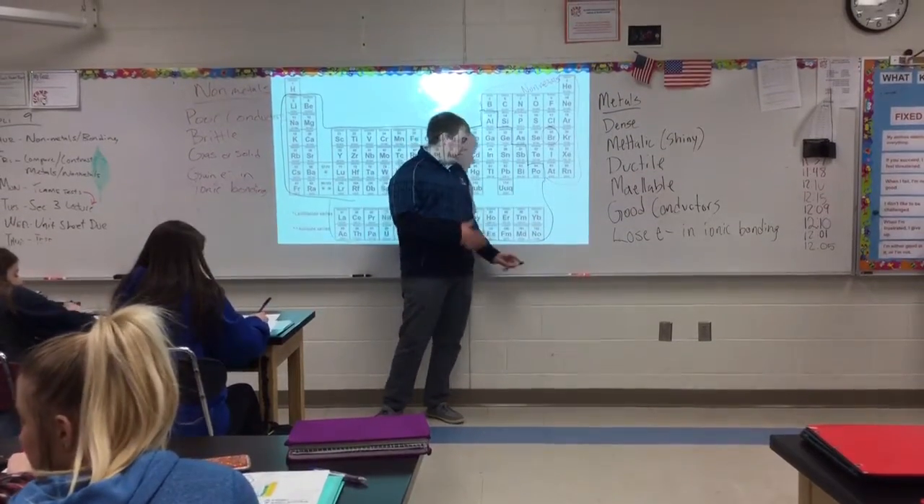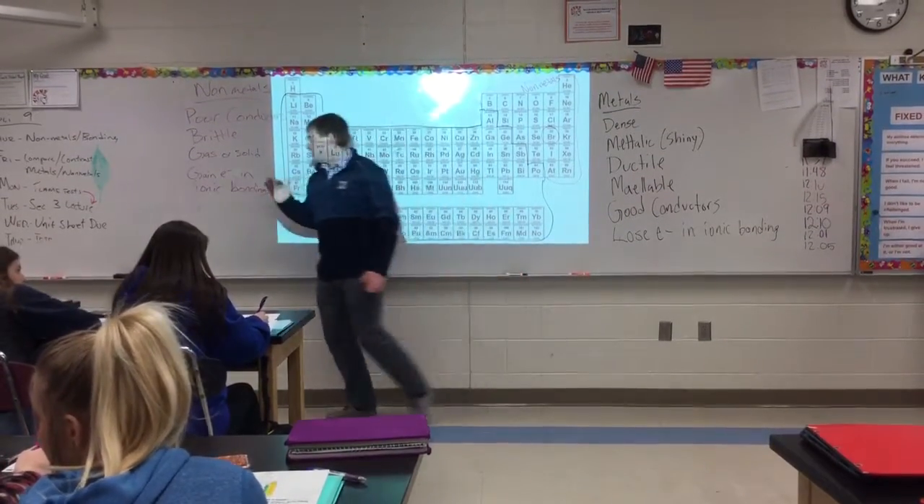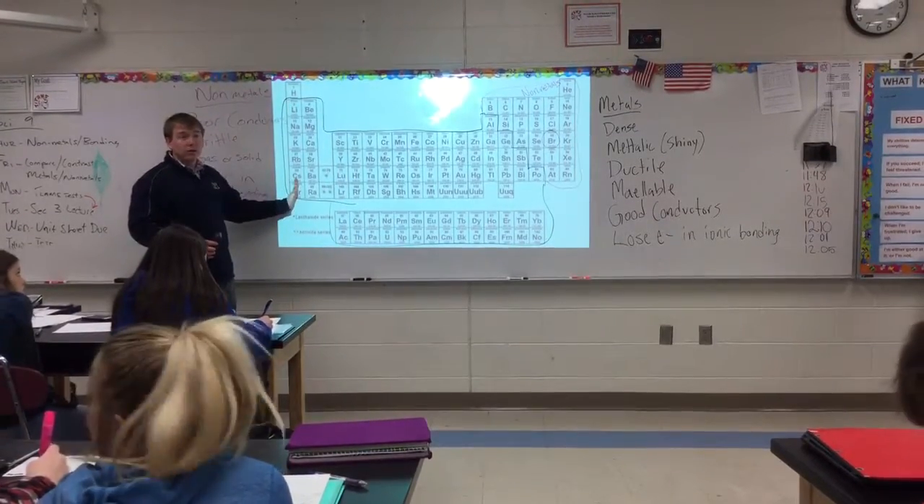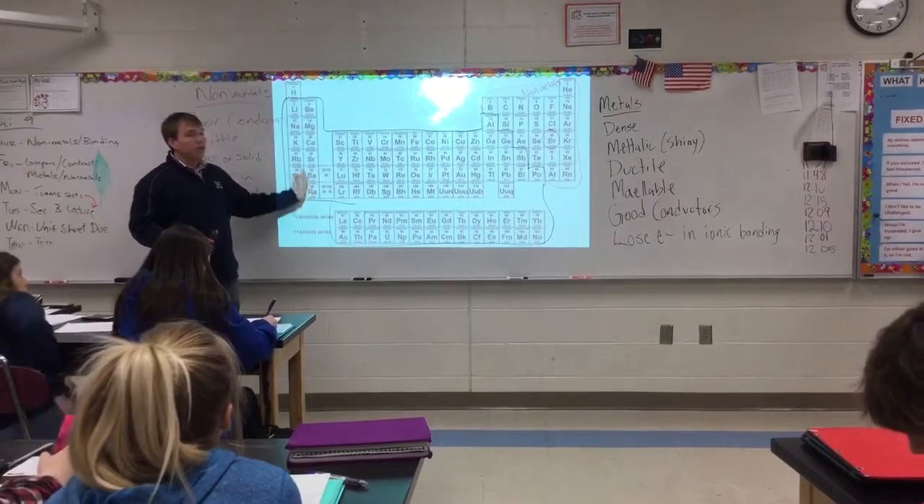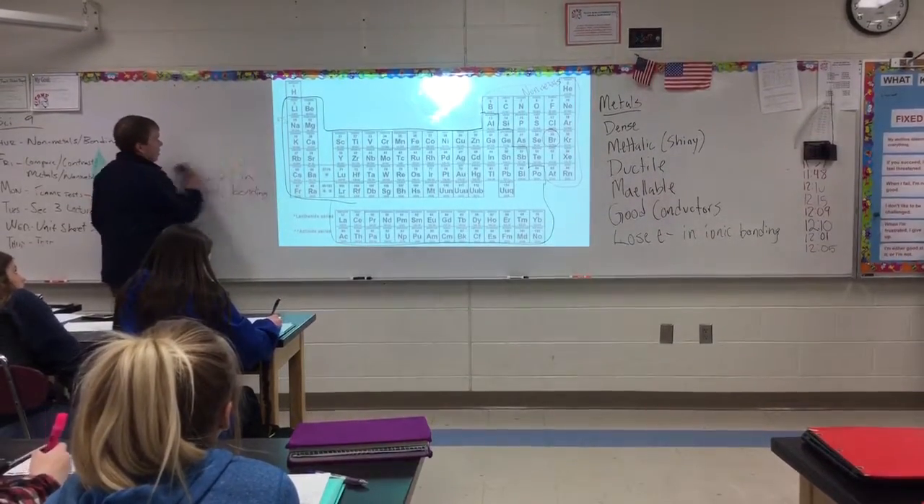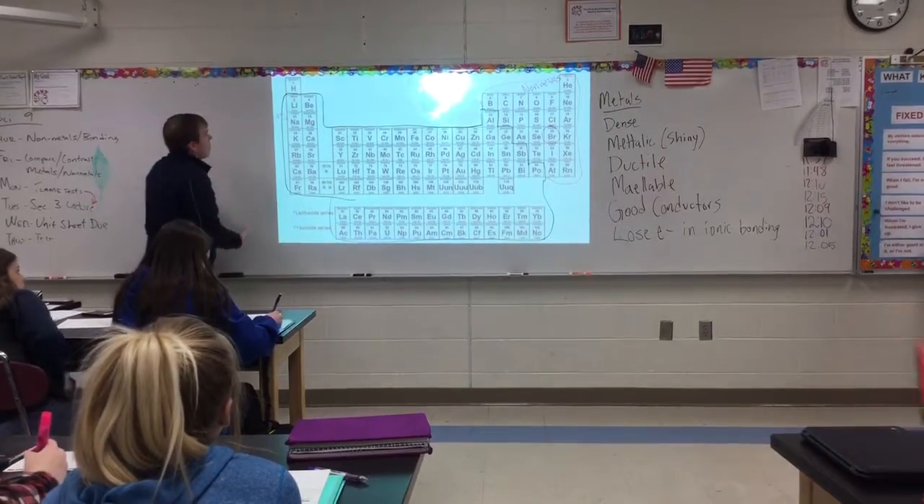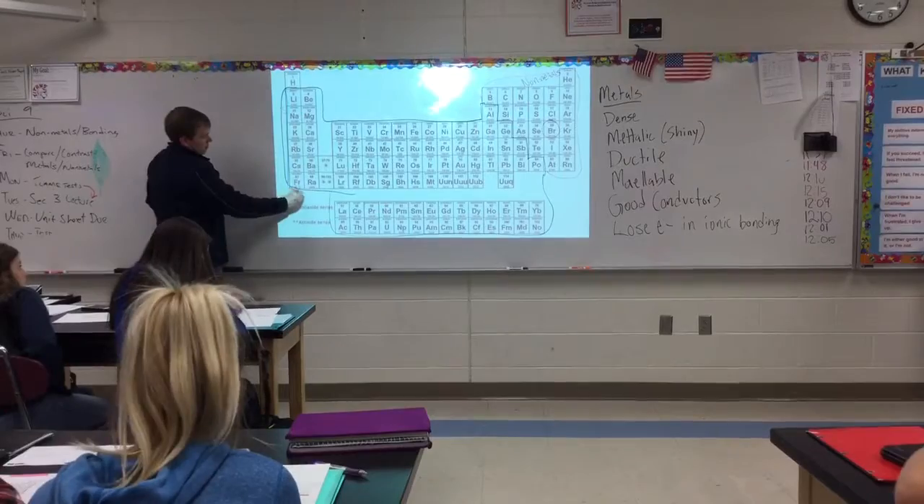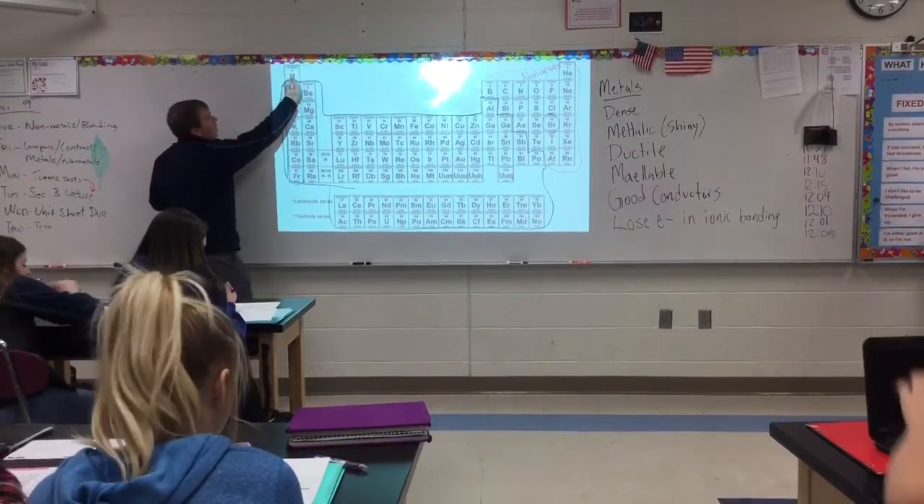Now within those groups, we're going to look at some of the more specific groups like the alkali metals, the alkaline earth metals, and the transition metals. If we take a look at the alkali metals, that's these right here, this first group. These are alkali metals.